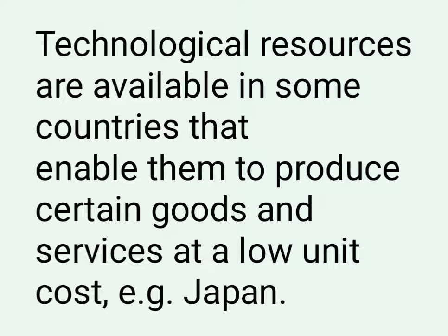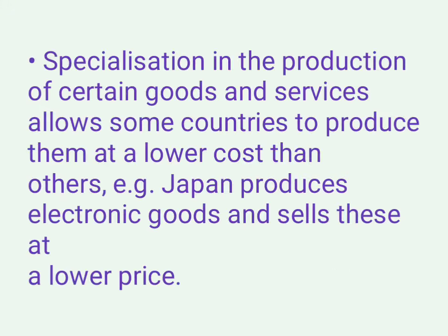Technological resources are available in some countries that enable them to produce certain goods and services at a lower unit cost. For example, Japan. Specialization in the production of certain goods and services allows some countries to produce them at a lower cost than others. Japan produces electronic goods and sells these at a lower price.